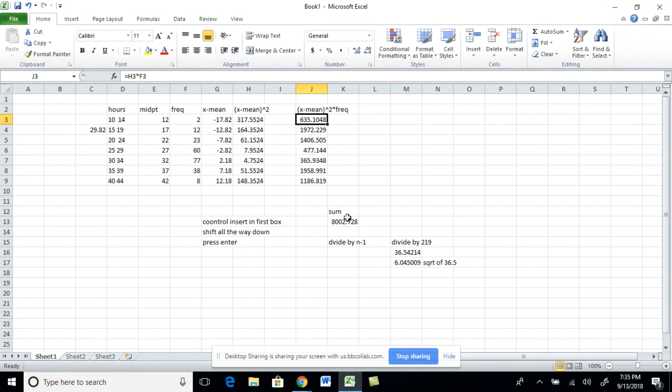And then we add the sum of it, take the sum of those numbers. Using the formula, we divide by n minus 1. So we divided by 219. So up here, I divided that number by 219. And then I took the square root. So this number right here is the square root of that number. And so that number right there, 6.04, is our standard deviation.